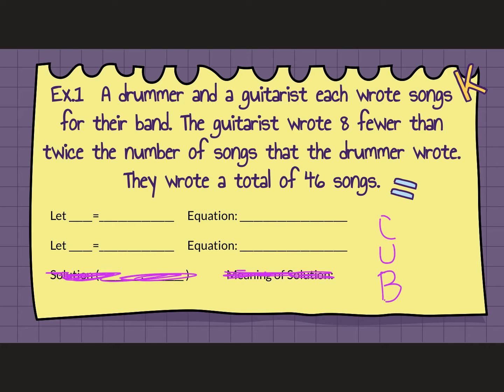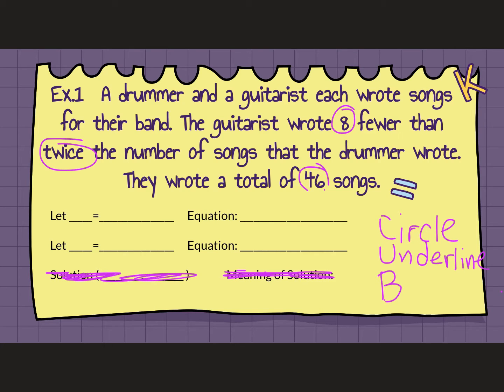Okay, so when we get to these word problems, we're going to use a method called CUBE. CUBE is where you circle all numbers. So I'm going to read the problem. I see a number right here. Fewer than twice is definitely a number. And there's another number.